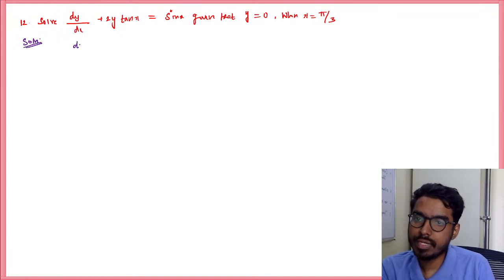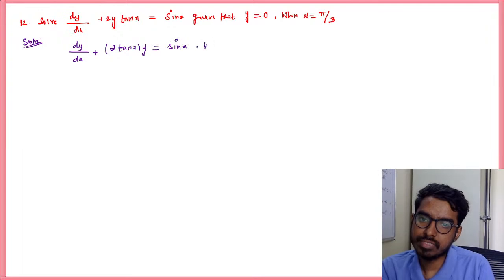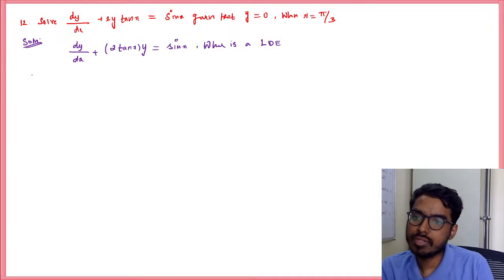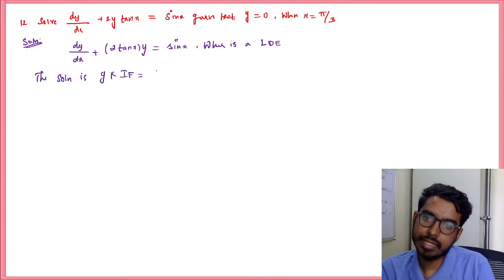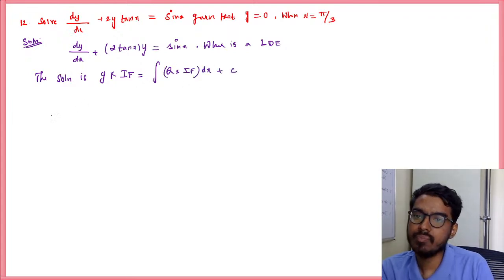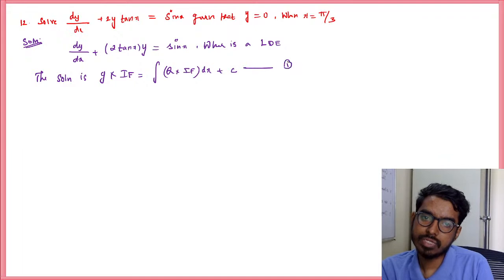So we have dy by dx plus 2y tan x is equal to sin x, which is a linear differential equation. So therefore, the solution is given by y into integrating factor is equal to integration of q into integrating factor dx plus c. So let's call this equation number 1.